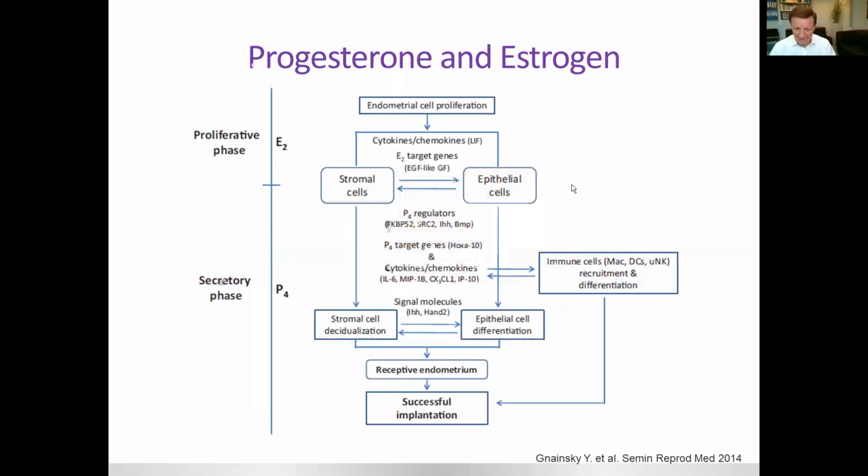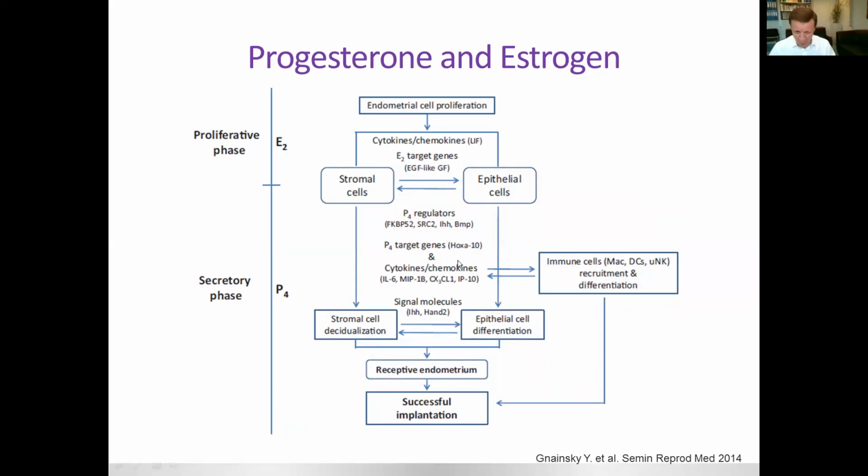So the main structures within the endometrium, the superficial layer, the epithelial cells, and the underlying stromal cells, are influenced by steroid hormones, in the first phase by estrogens, creating a specific estrogenic cytokine pattern with estrogen-regulated genes, such as, for instance, the epidermal growth factor-like growth factor. Once progesterone is increasing in concentration, there are inductions of specific signaling molecules, such as, for instance, the Indian hedgehog or HAND2, heart and neural crest derivatives expressed 2, and specific target genes of progesterone, such as homeobox A10.